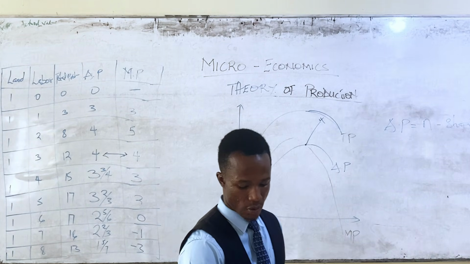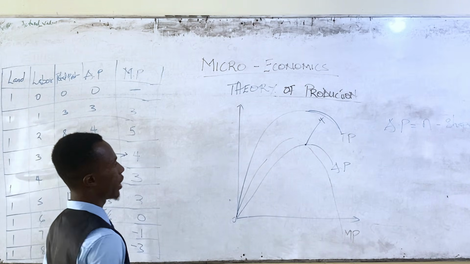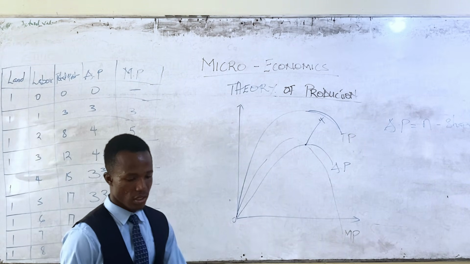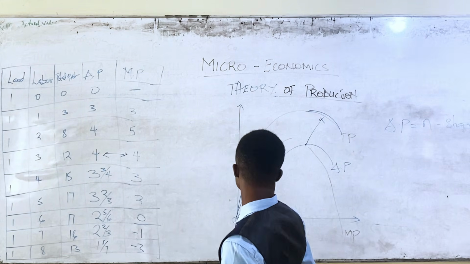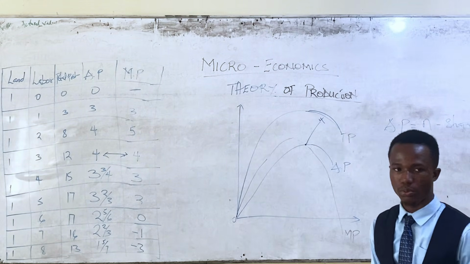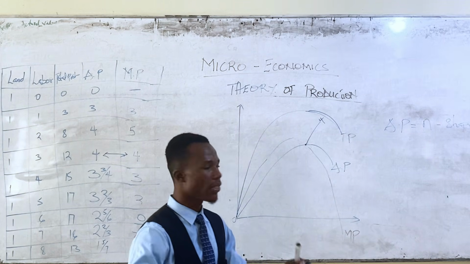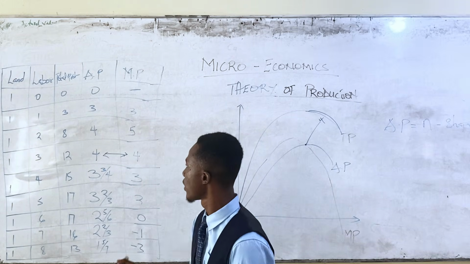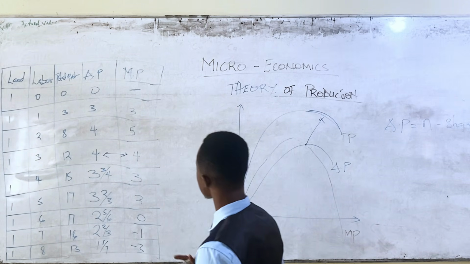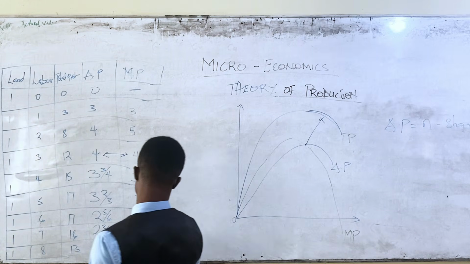Okay. So now, since we are done with our calculation and how the curve looks, let's proceed to the stages in production. For the stages in production, we have 3 stages: stage 1, stage 2, and stage 3, right? So for the first stage, this is stage 3.